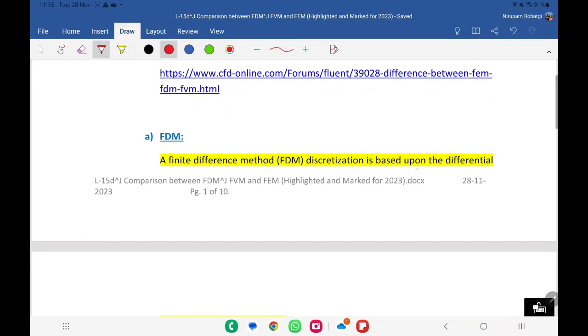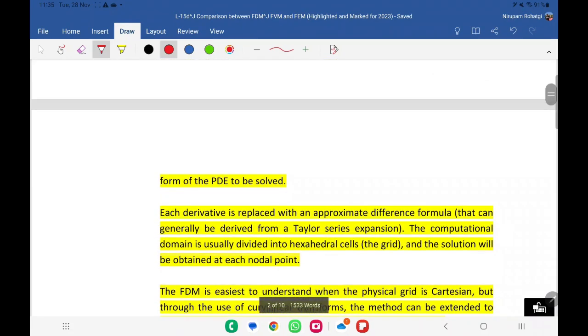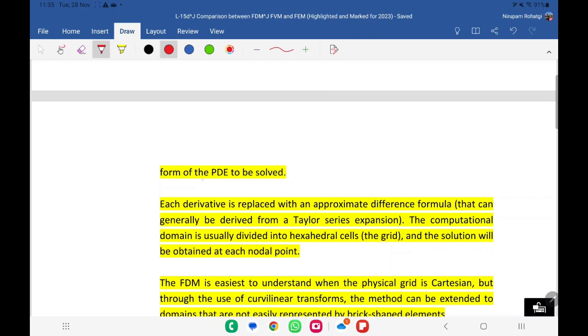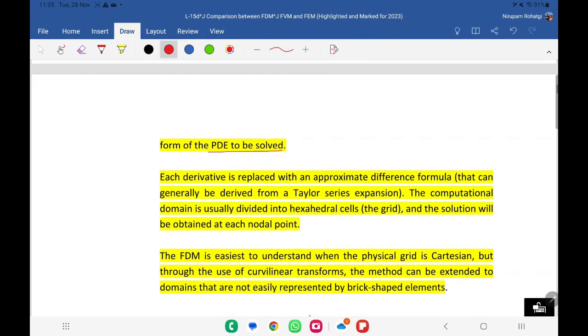In the finite difference method, discretization is based upon the differential form of the PDE to be solved. Each derivative is replaced with an approximate difference equation formula that can generally be derived from a Taylor series. So in FDM we are using Taylor series, and the partial differential equation gets converted to a finite difference equation. This is what happens in FDM, and we use Taylor series for that.